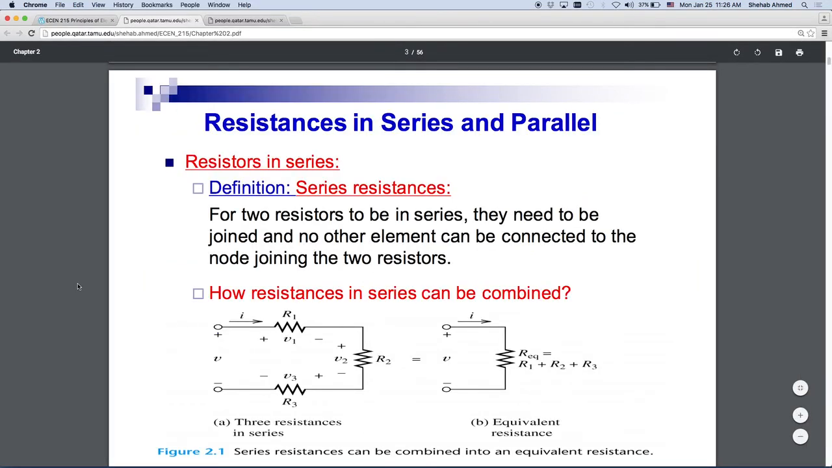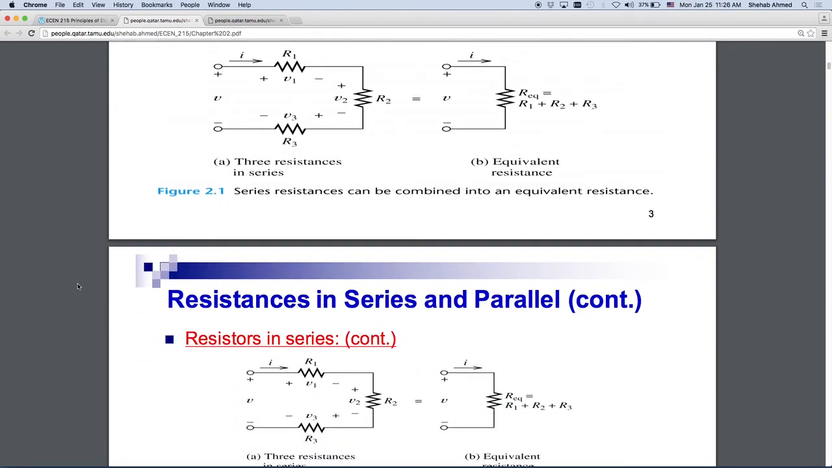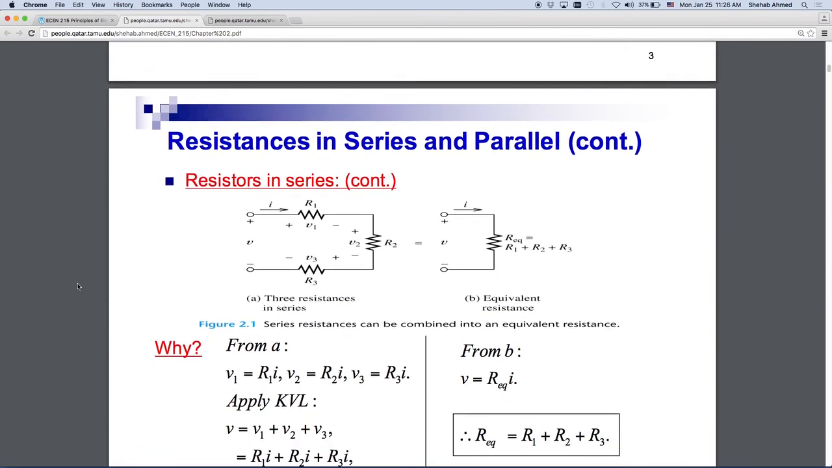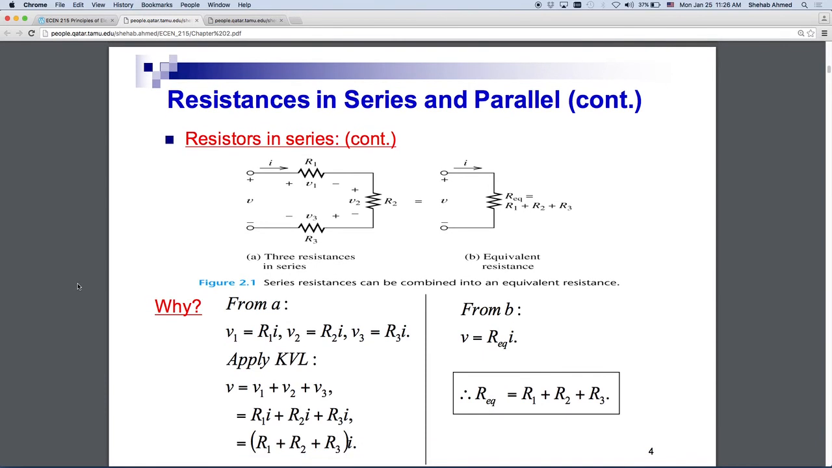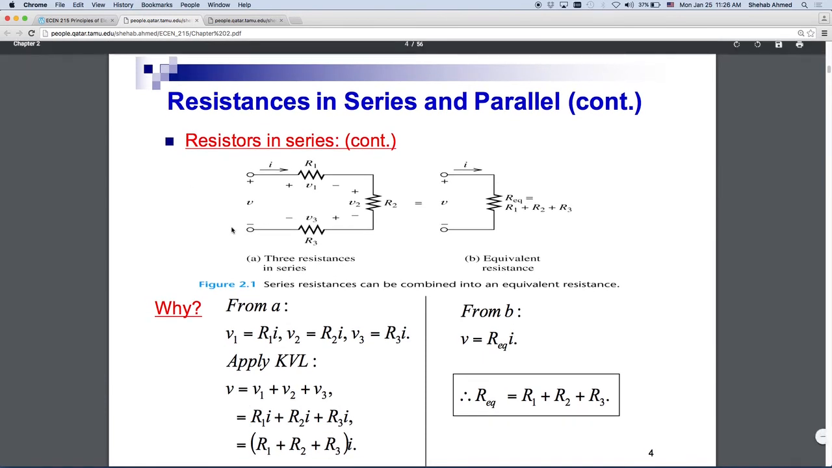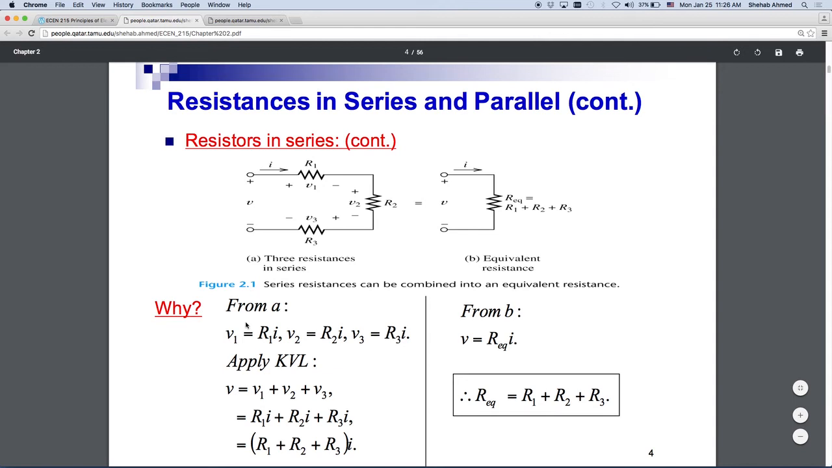So these are resistors in series. We have an example on resistors in series here, and we derived it again. We derived the equivalent resistance for resistors in series by looking at the current flowing through each resistor, so a certain voltage drop, another voltage drop, another voltage drop. From KVL, we know that the voltage around the loop is equal to 0. So we start at this node: minus V plus V1 plus V2 plus V3 is equal to 0.